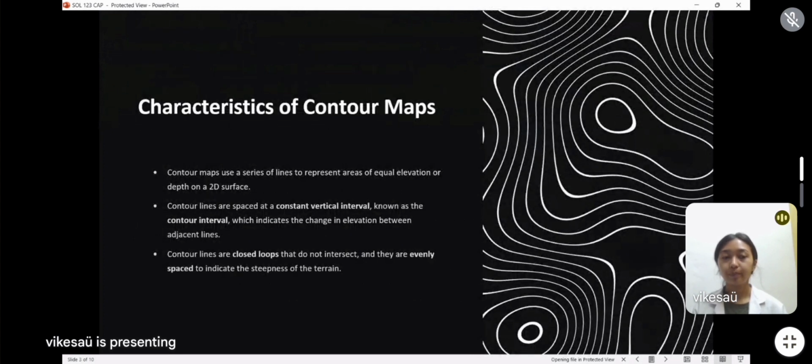Characteristics of a contour map. A contour map uses a series of lines to represent areas of equal elevation or the depth of a 2D surface. Contour lines are spaced at a constant vertical interval known as the contour interval, which indicates the changes in elevation between the adjacent lines. Contour lines are closed loops, they do not intersect, and they are evenly spread to indicate the steepness of a terrain.